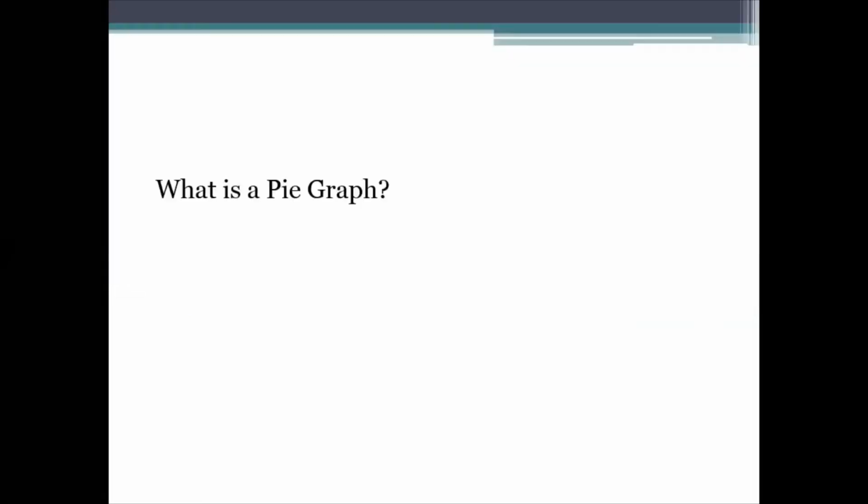Good day, students. Today we are going to continue our lesson about the graph, and for today's lesson we are going to learn about the pie graph. But before anything else, let us identify what a pie graph is.